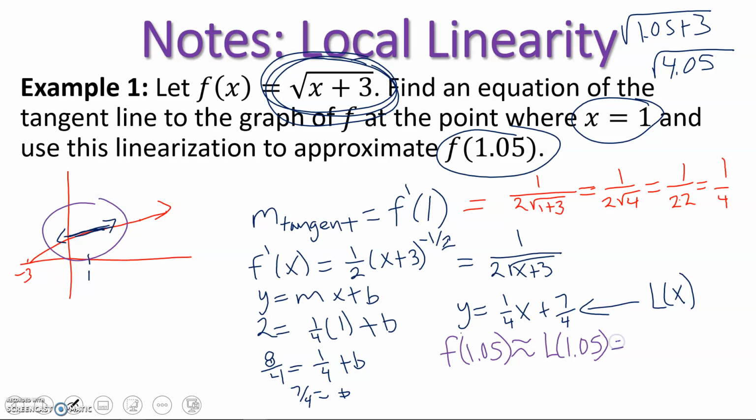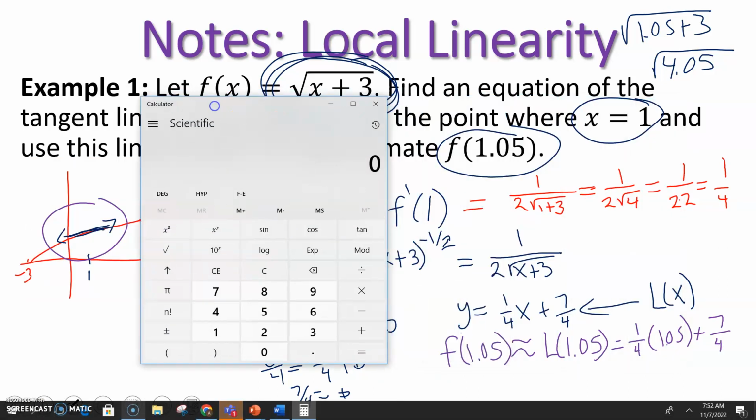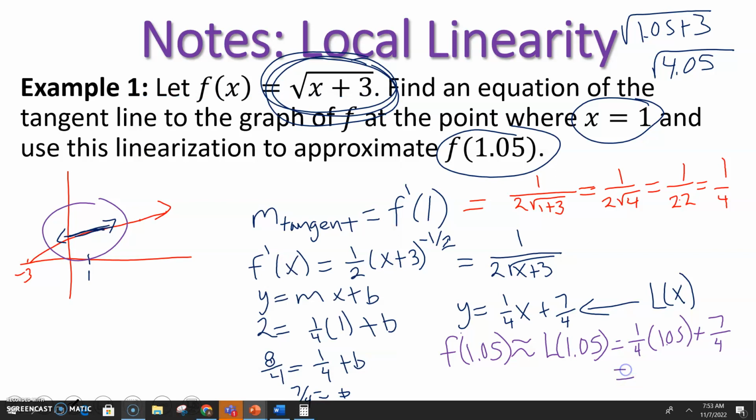So then this is 1/4 times 1.05 plus 7/4. So what is that, 0.25 times 1.05 plus 7/4. 7/4 is 1 whole and 3/4, so plus 1.75. And we can see that we are at approximately 2.0125.